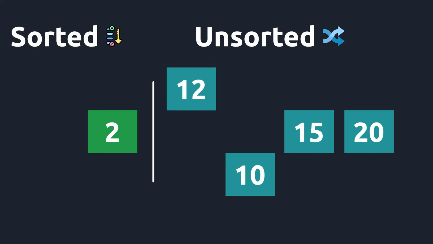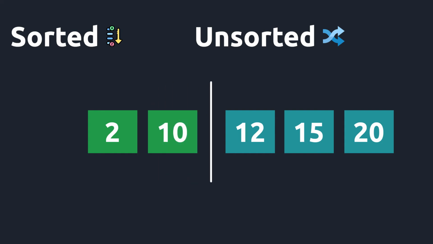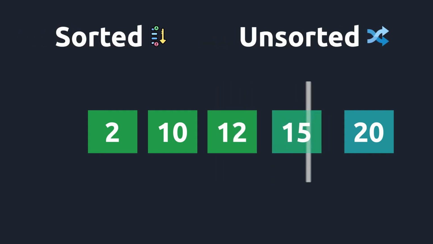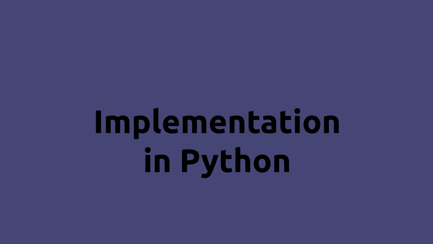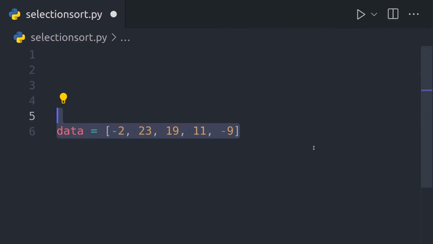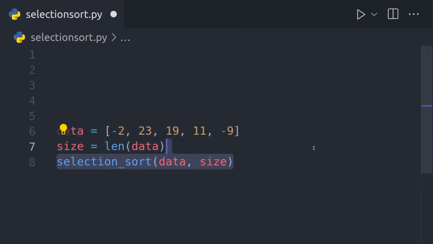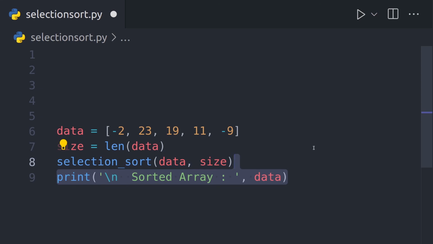Now again find the lowest element and swap the place. Keep it in the sorted part and follow the procedure again and again until the whole list is sorted. Now let's see how to implement this algorithm in Python. We have this unsorted array. These data will be sorted by selection sort algorithm and will be printed on the terminal.